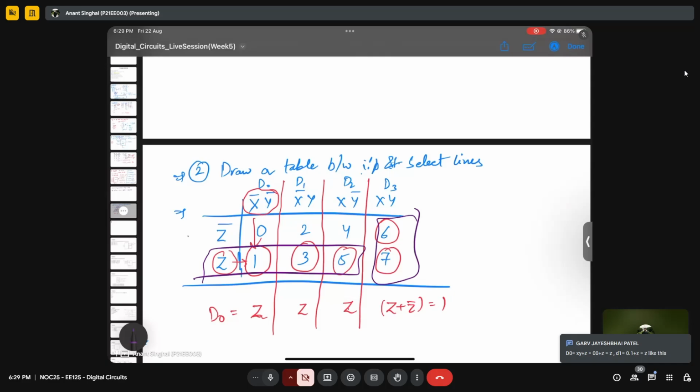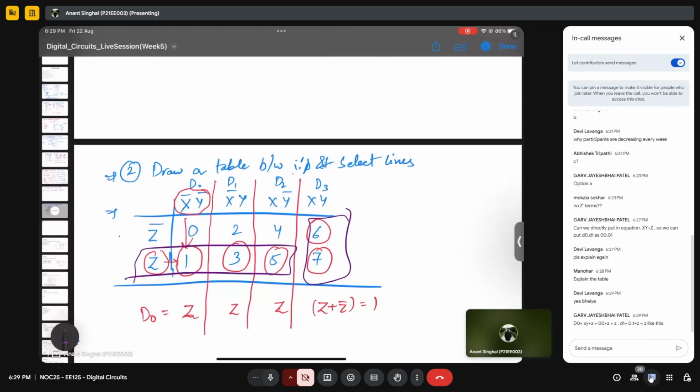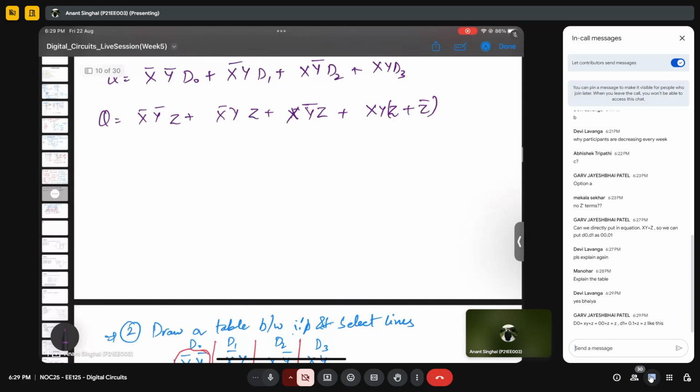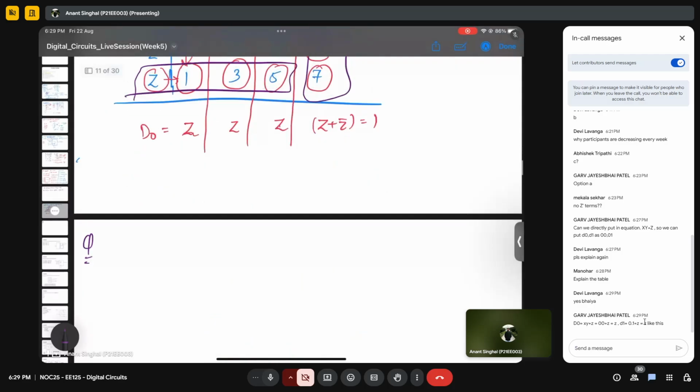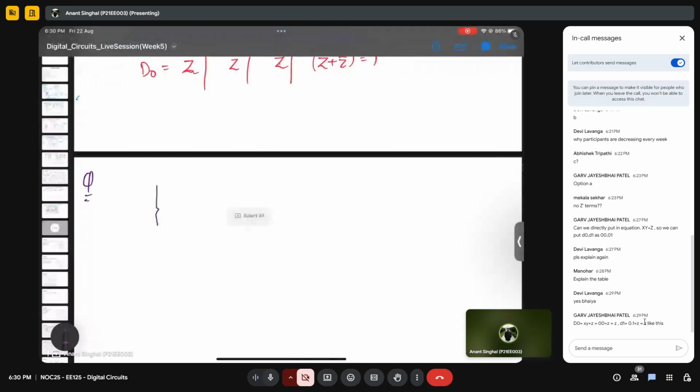For x y equals 0 0, someone has written that D0 is not xy plus z, Q is xy plus z. Yeah, I understand what you're trying to say. We have done it like that only, but we have written the expression. Okay, let's move to the next problem quickly.